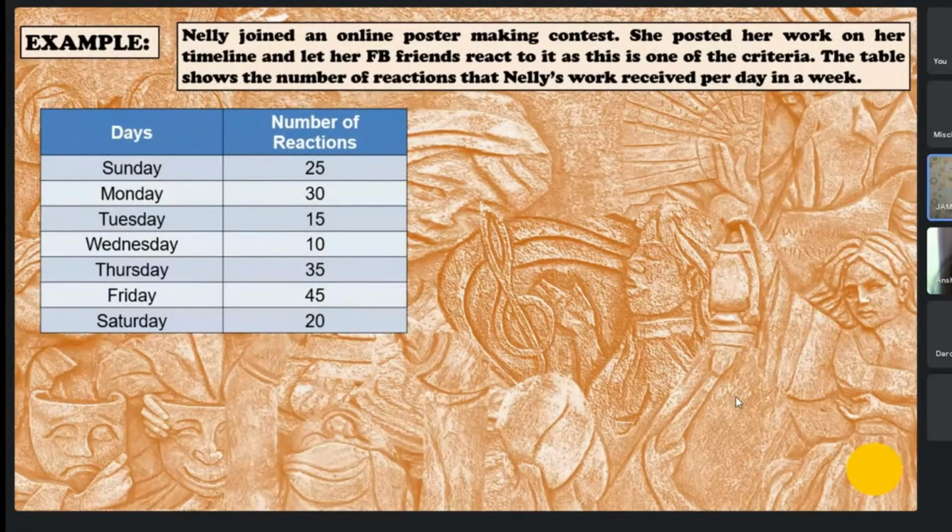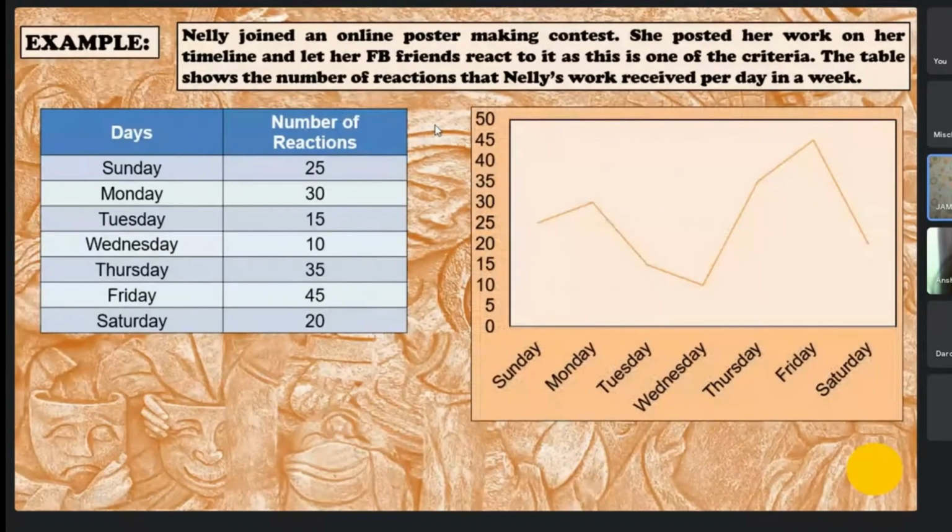She posted her work on her timeline and let her FB friends react to it, as this is one of the criteria. The table shows the number of reactions that Nelly's work received per day in a week. So we have here days. So this will be the time and the number of reactions. So this will be the frequency or the quantity.